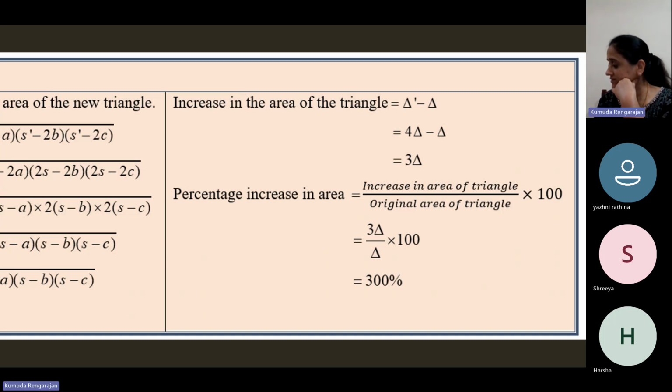Cancel delta and delta. Also, you must cancel delta. Delta gets cancelled in the numerator and denominator. Okay.